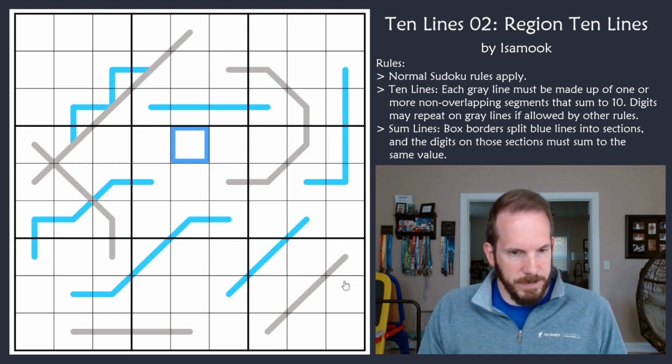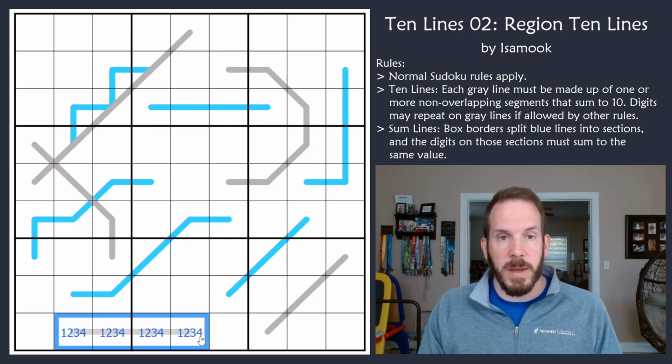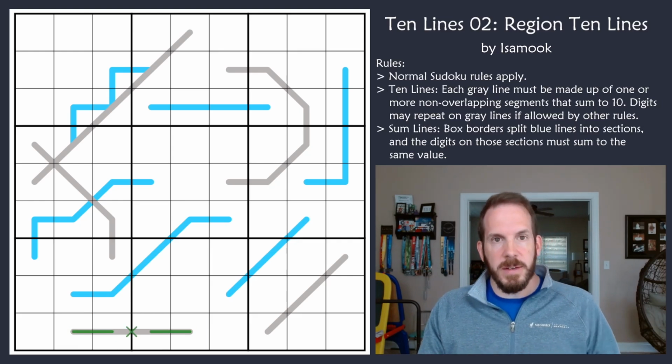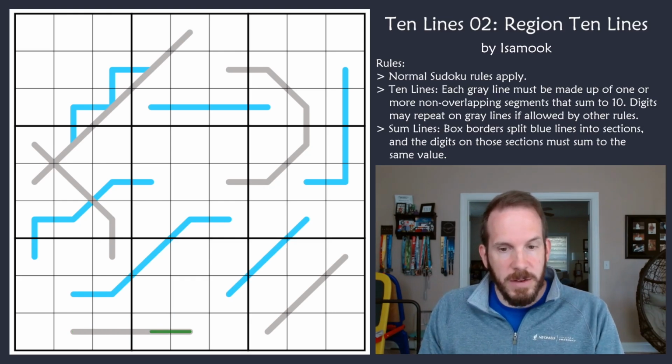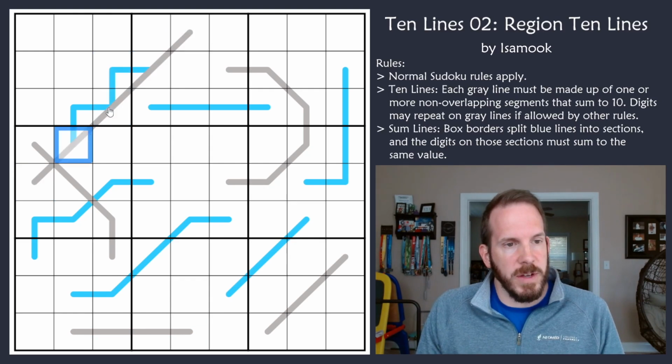So if we were to look at, for example, this 4-cell line down here, this could be one segment that sums to 10, and like 1, 2, 3, 4 would work. Or we could divide this into, I'll use green here, 2 different segments, with that being the dividing part. This segment would sum to 10, and this segment would sum to 10. But what we can't do is have this segment sum to 10 and then have an overlap on this cell. That's not allowed by these rules. And on a 10 line, digits are allowed to repeat if allowed by other rules. So there's no restriction on repeat digits along a gray line.